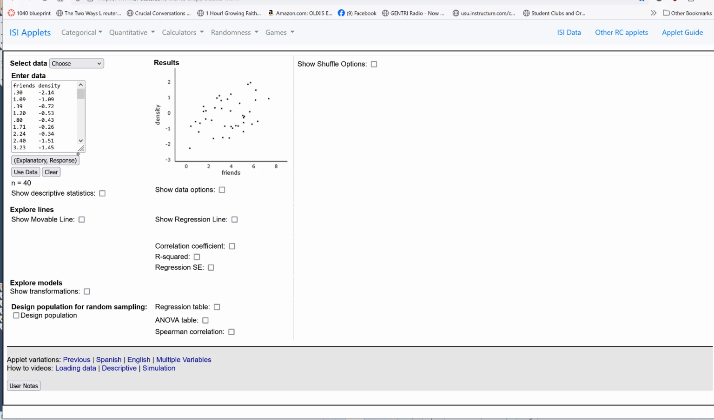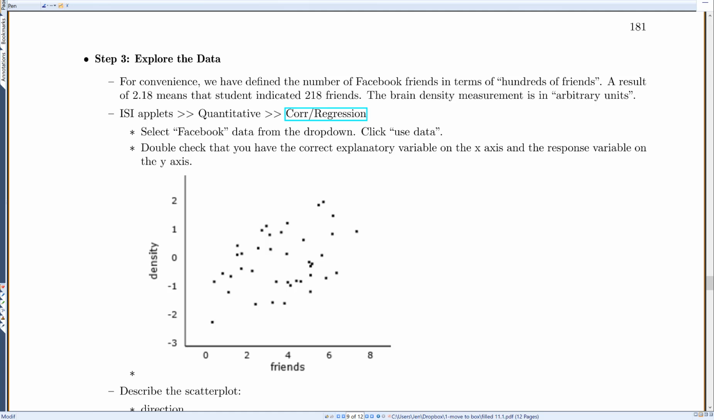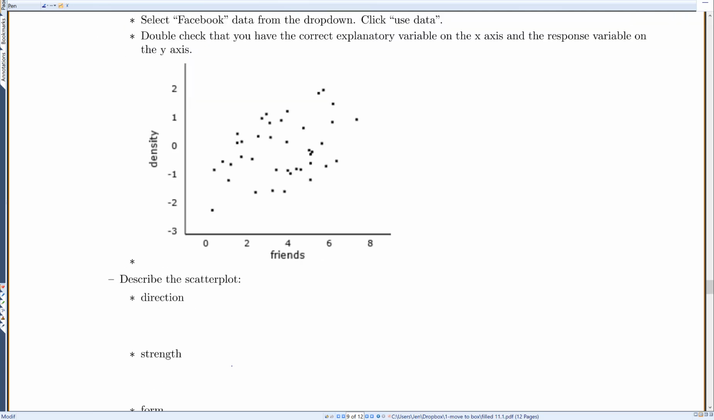And you want to check and make sure that you have the right explanatory and response variables. So they did put friends on the explanatory, they put density on the response, so that's good. If they had it wrong, you could click this button right here under the data and it will switch which variable is on which axis for you. So again, friends on the x-axis, density on the y-axis.